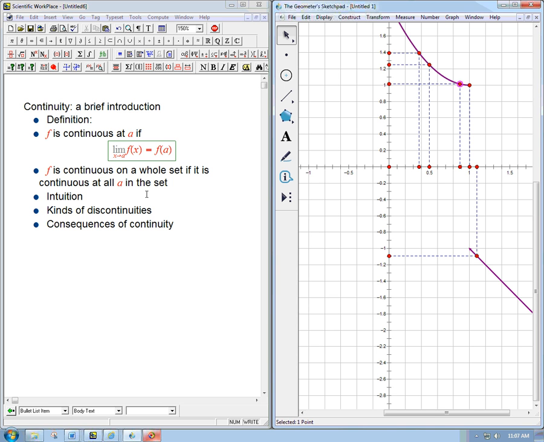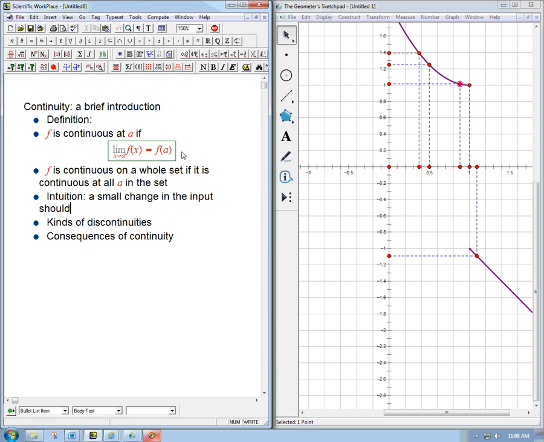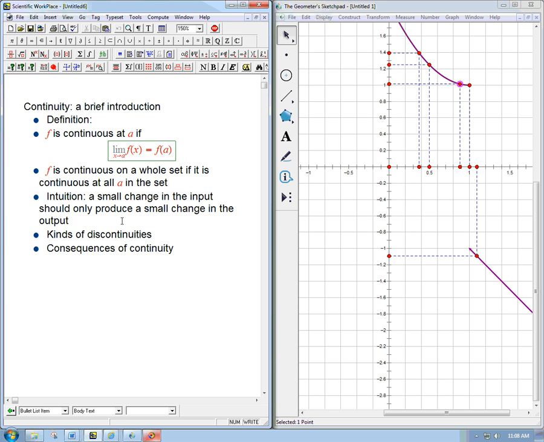A little bit more about the intuition behind the exact definition, and then there's some rougher intuition. Restating this in words, a small change in the input should only produce a small change in the output. That's an incredibly important thing about continuity. That's really what it's usually about. A small change in the input should only produce a small change in the output.